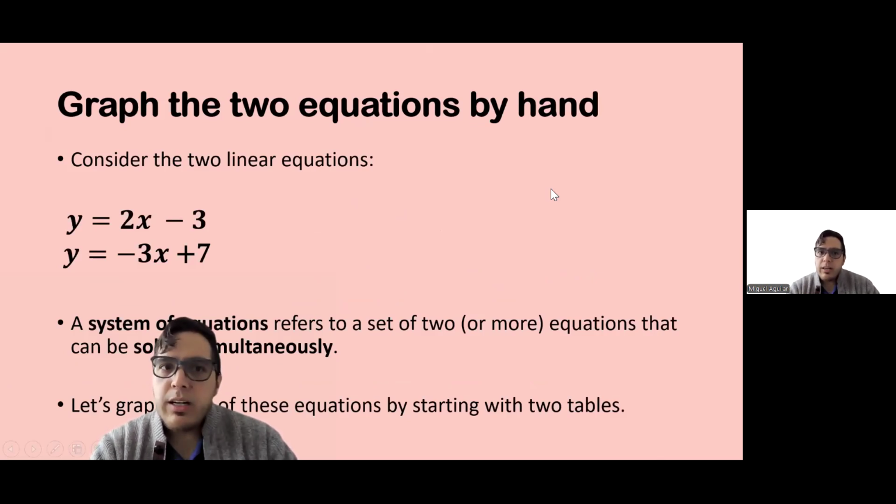Consider the two linear equations that we have here. We have y equals 2x minus 3 and y equals negative 3x plus 7. Whenever you have a grouping of two or more linear equations, we call it a system of linear equations. And we say that these equations might be able to be solved simultaneously. That just means that we can find a solution that satisfies both equations at the same time.